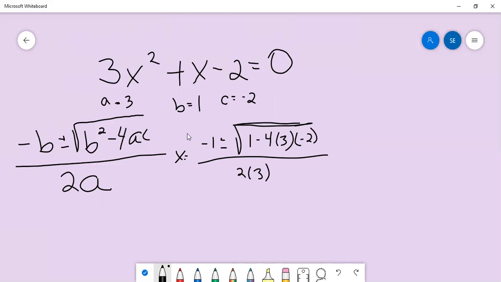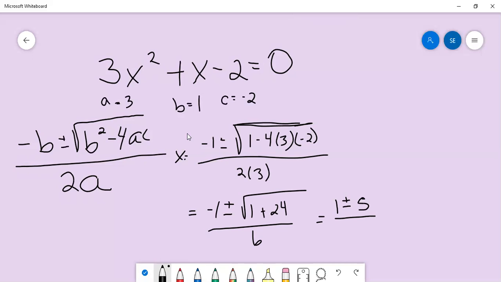So we're just going to go through the basic arithmetic of solving this. Negative 1 plus or minus the square root of 1. Negative 4 times 3 is negative 12, times negative 2 is negative 24, which is positive 24. Negative times negative is a positive, divided by 6. And now 1 plus 24 is 25, and the square root of 25 is 5. So this becomes negative 1 plus or minus 5 over 6.